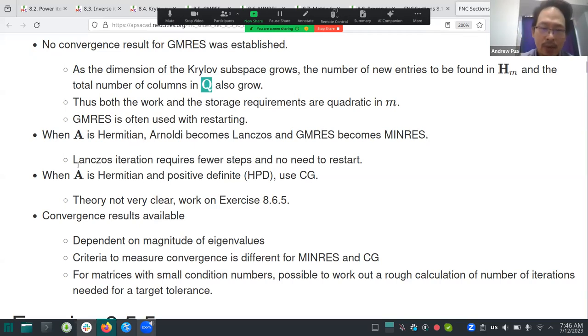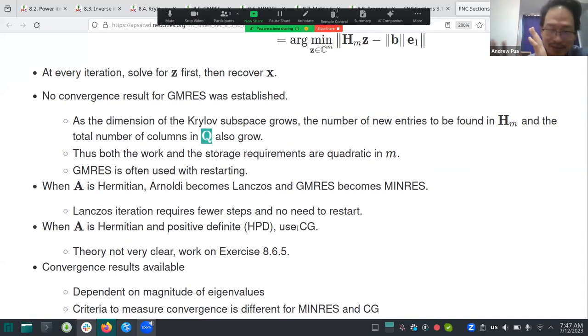Okay. And then when A is positive definite, the formulation becomes this conjugate gradient kind of stuff. Okay. And there you have convergence results. And again, the convergence results really depend on the magnitude of the eigenvalues. There are different criteria to measure convergence for these two methods, but all of them boil down to condition numbers. Okay. And these condition numbers are ultimately tied to these eigenvalues at the end of the day. So that's sort of the highlights of those two sections.